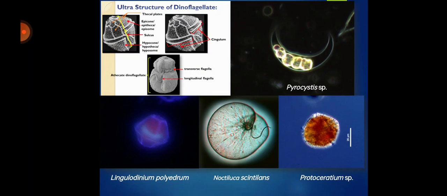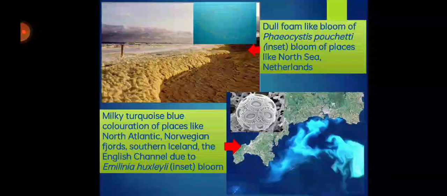Now here are two contrasting pictures of bloom phenomena caused by different phytoplankton taxa. One is caused by the genus Phaeocystis pouchetii near the North Sea, and it forms a dull looking foamy bloom. On the other hand, we see that there is a bloom by Emiliania huxleyi, and it gives a brilliant turquoise blue milky color to the sea. So there can be different genera, and the bloom of these genera can be very different morphologically or from the external appearance.